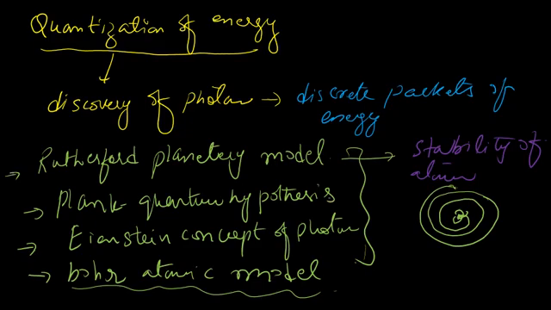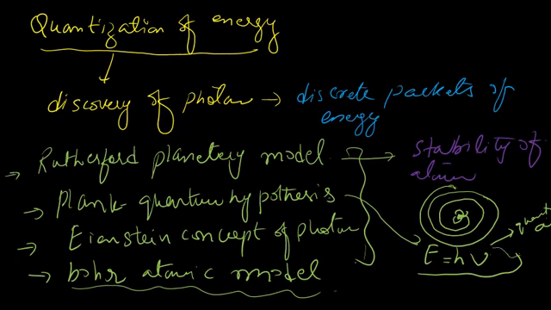Then there was the Planck quantum hypothesis. Planck was the first to say that energy is transferred in discrete amounts equal to h nu, and this discrete amount of energy is called a quantum. So he gave us the concept of light quanta, while explaining black body radiation. He said that the energy transferred between the wall of the cavity and the radiation is in the form of discrete or indivisible amounts of energy called quanta, and its energy is equal to h nu.